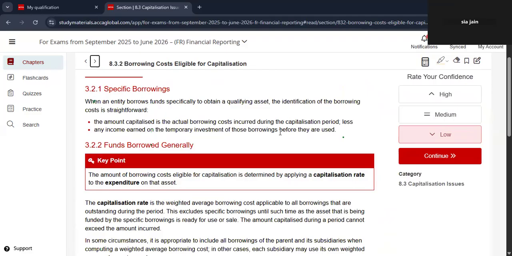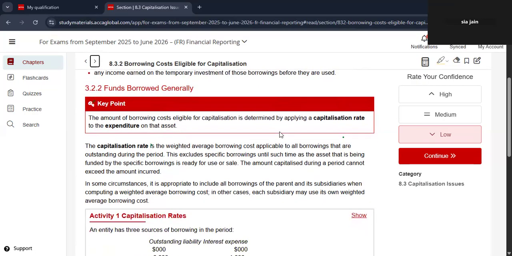So now imagine you took a 10 million loan. Maybe you didn't use that 10 million loan entirely on the asset. You use 6 million of it and you're paying 6,000 as an interest, and the remaining 4 million you use in another investment or anything else, and you're gaining an income of 4,000 from it. So you cannot capitalize the whole 6,000 as an asset. You need to subtract that 4,000 from that 6,000, and you can only capitalize the remaining 2,000.